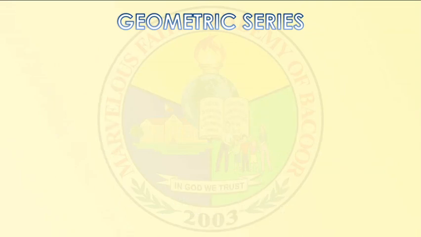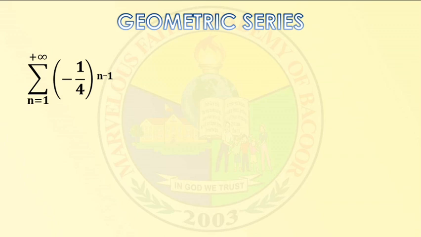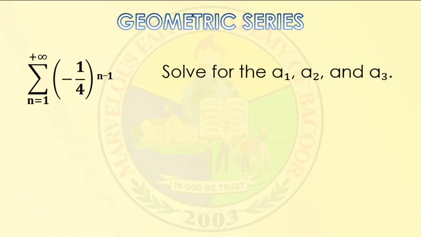Pero meron pa tayong isang example. So, this is an exercise. Para matest kung nasundan nyo ba kung paano kunin or paano mag-solve ng infinite geometric series. So, unang step, kinakailangan mo ng kunin yung value ng first term, second term, at third term using the formula negative 1 over 4 raised to n minus 1. Take note na para mahanap yung value ng first term, second term, at yung third term natin, gagamitin natin palagi yung formula na nasa right side ng symbol na sigma. Ito palagi yung gagamitin natin formula para mahanap yung mga value ng terms natin.